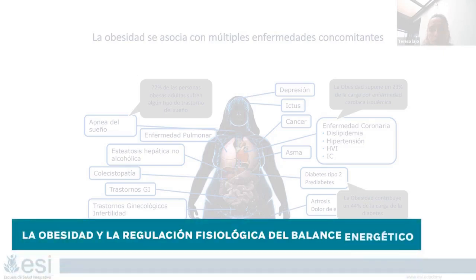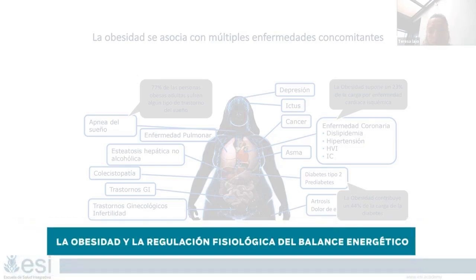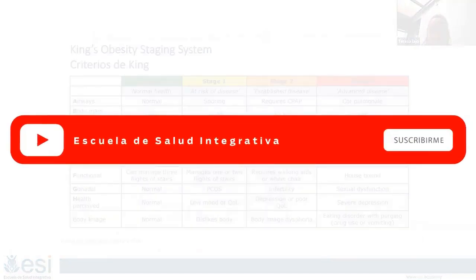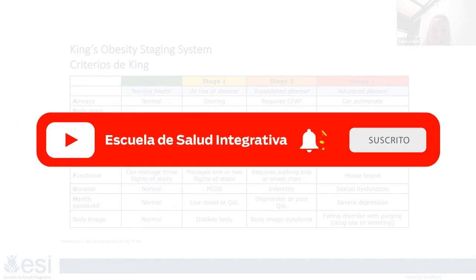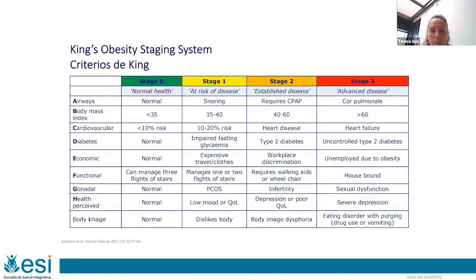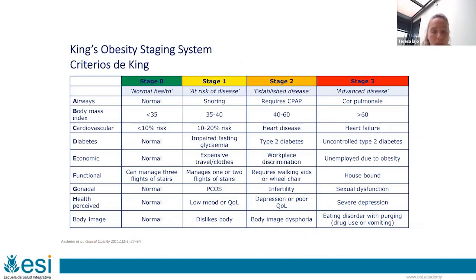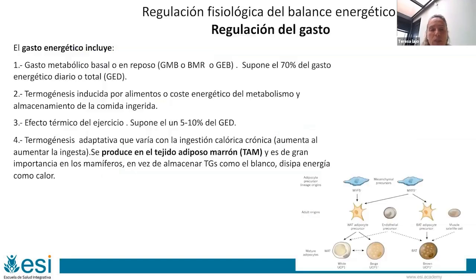We already know that obesity is associated with many comorbid diseases, like all these you see there, and more. There is a stage in the King criteria for this association that considers not only BMI, but also metabolic effects or multisystemic effects. So it takes into account not only the body mass index, which you see in the second line, but also other factors like body image, health perception, overall function, economic aspects, etc. So it's interesting to keep these stages in mind if you want to delve a little into the topic.